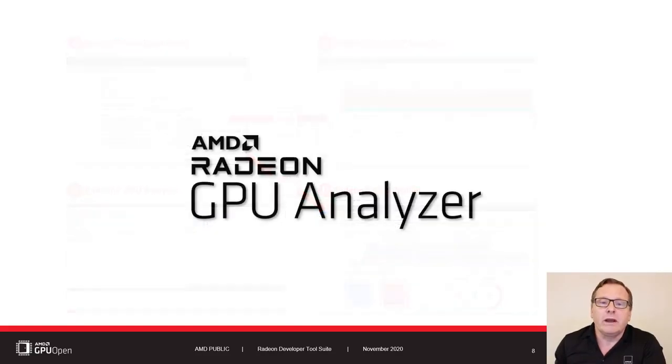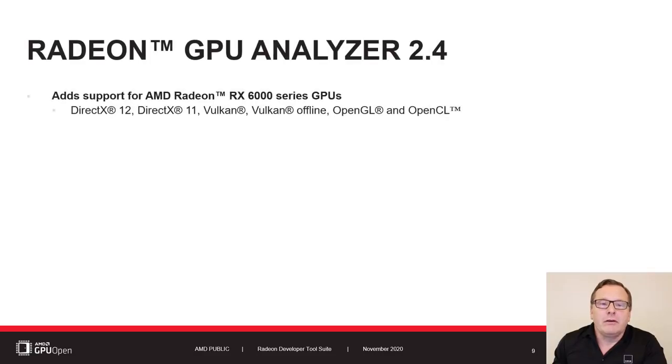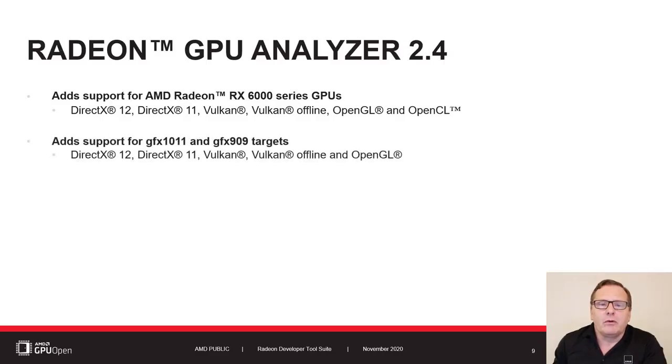Speaking of which, here's a quick update on RGA 2.4. You can now dive into RDNA 2 assembly code with Radeon GPU Analyzer version 2.4, which adds support for AMD Radeon RX 6000 series GPUs. We've also added support for 2 additional GPU targets.